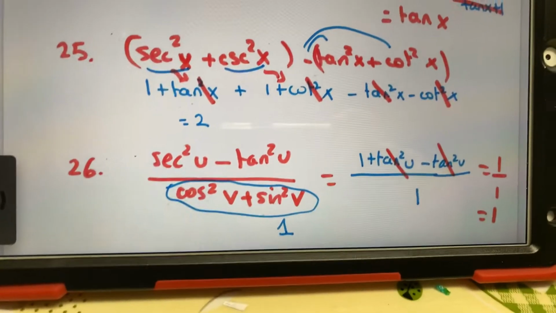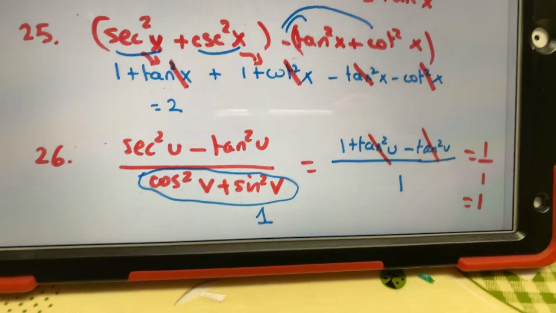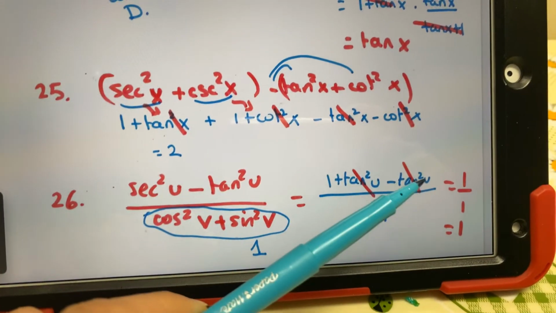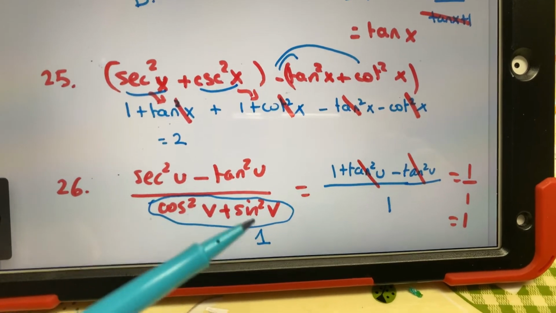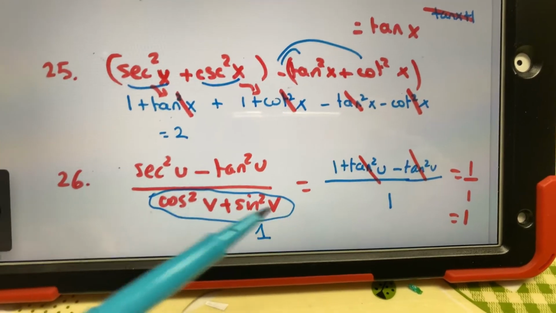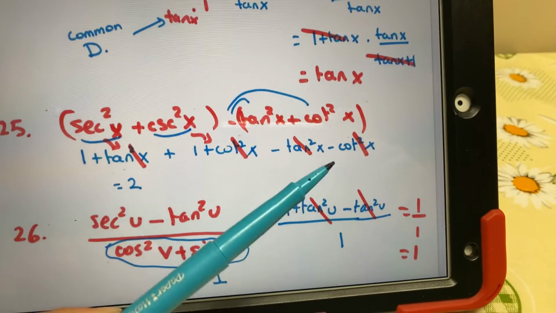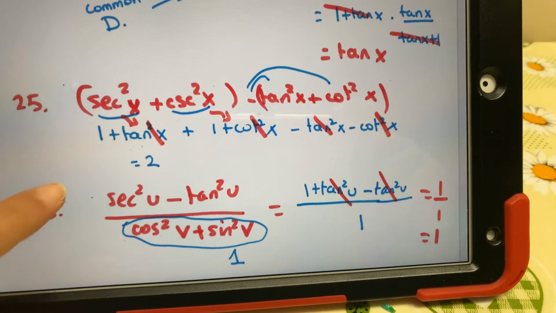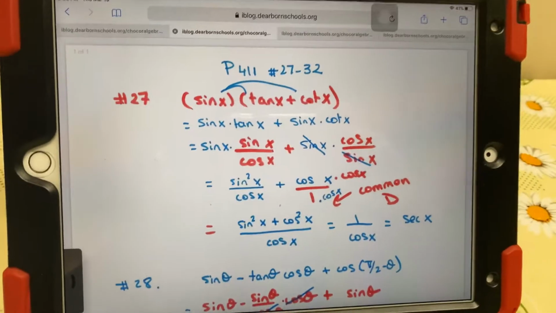For number 26, I did the same thing. Secant squared is 1 plus tan squared. So I substituted it. And minus tan squared, I just copied it down. Cosine squared plus sine squared equals 1 as long as I have the same angle. And I do. I have V and V, same input. So that makes it a 1. Tan squared and tan squared cancel out. 1 over 1 is 1. And this was the first set. Now, the second set.